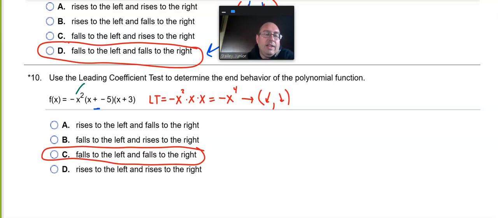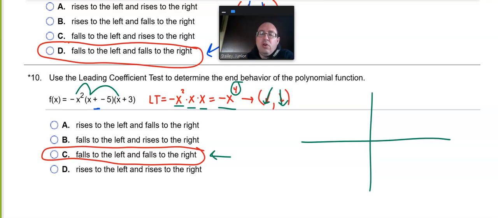So we have negative x squared times x, and negative x squared times x gives me negative x to the fourth. The right side has to be down because of the negative 1 coefficient. Then we have an even degree, which means the left has to be the same. So it's falling on the left and the right side.